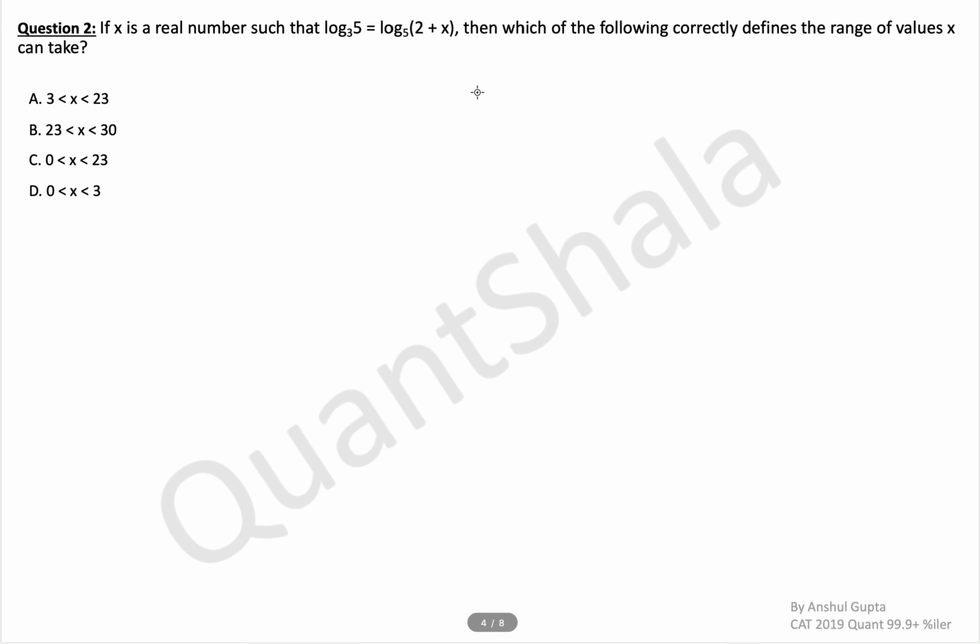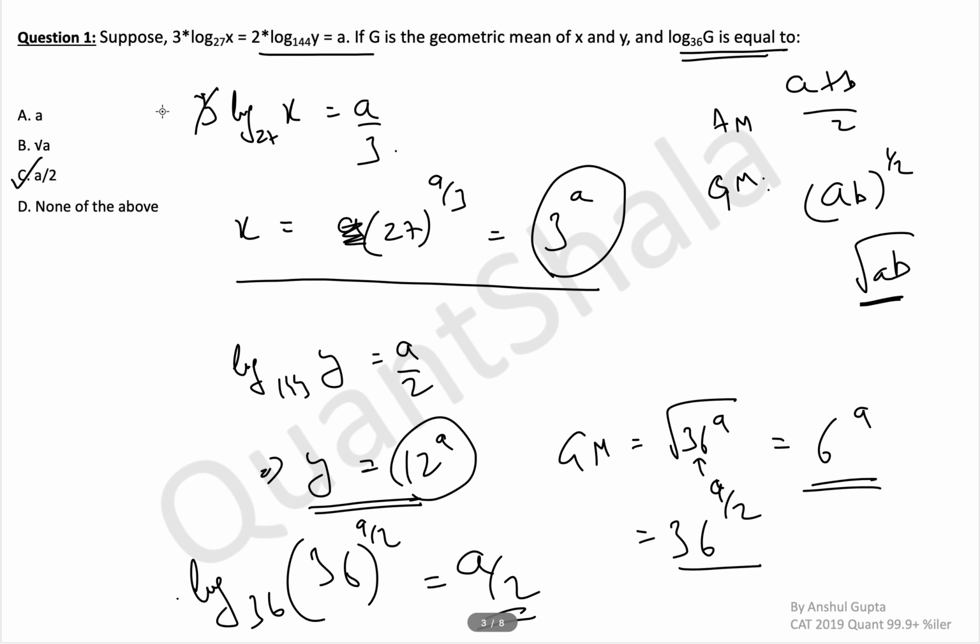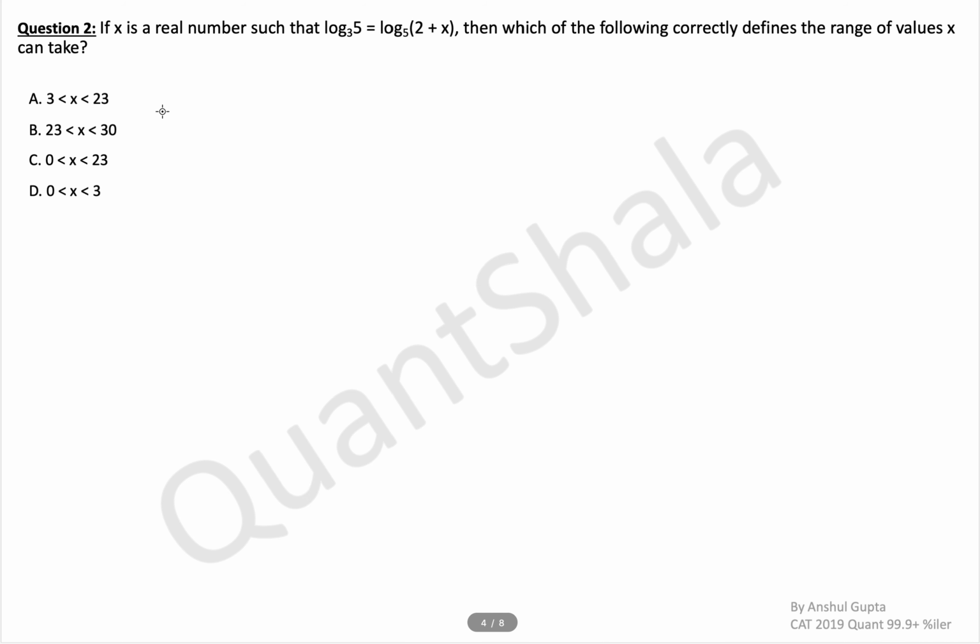So coming to the second question, this is a very easy one. By the way, this question one that we discussed is from CAT 2017, and this one is also a slightly different version of a question from CAT 2017. If x is a real number such that this, then which of the following correctly defines the range of values x can take? So we are given only this equation and they are asking us for the range of x.